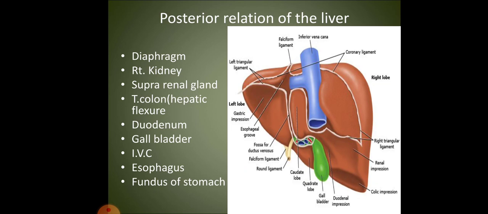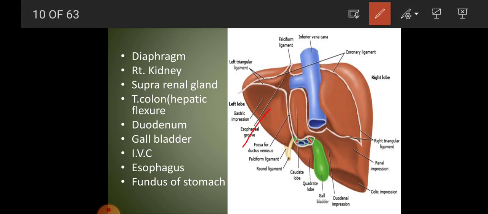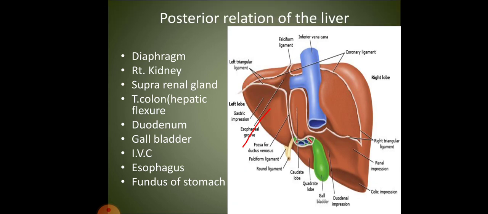Then these are the posterior relations of the liver. Here we can see the diaphragm, right kidney, right suprarenal gland, the right transverse colon flexure, that is the hepatic flexure on the right side, and the duodenum, gallbladder, inferior vena cava, esophagus, and fundus of the stomach. That is on the gastric impression, fundus of the stomach. So these structures are lying on the posterior surface of the liver.